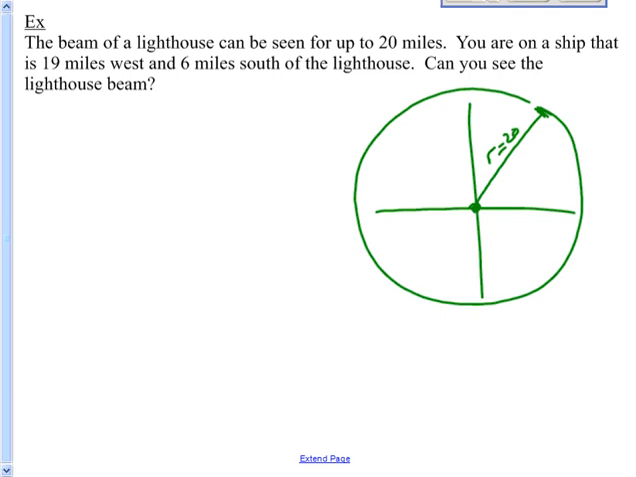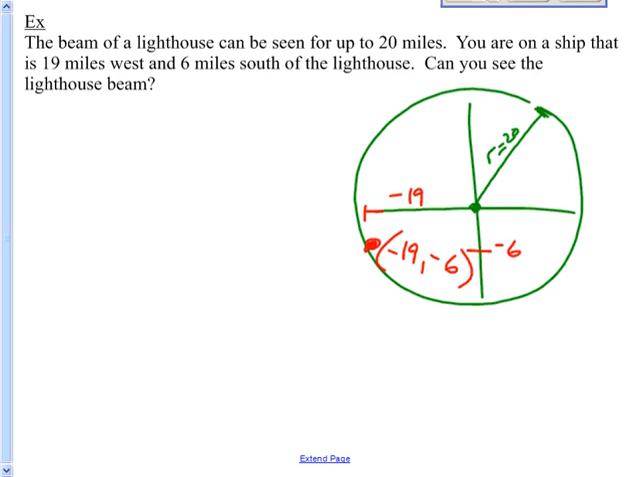Now you're on a ship that's 19 miles west and 6 miles south of the lighthouse. So I'm going in this direction, 19 miles west, and then 6 miles south. Now the question is, can I see this lighthouse beam, or did I draw this incorrectly and am I actually outside of it, right? Okay, I'm just going to draw it like that. But anyways, we're at this point, -19, -6. Can we see this lighthouse beam?